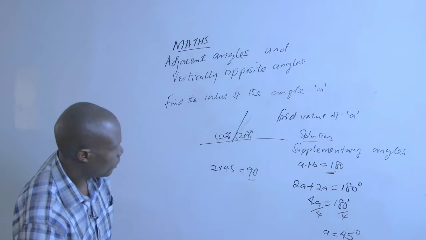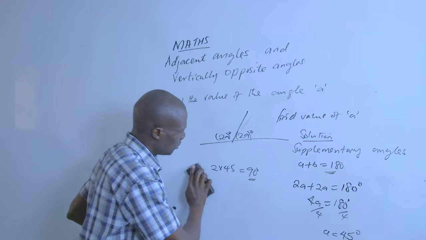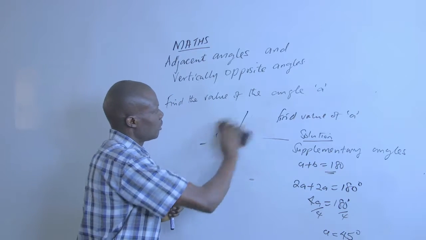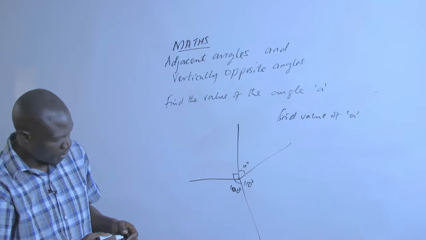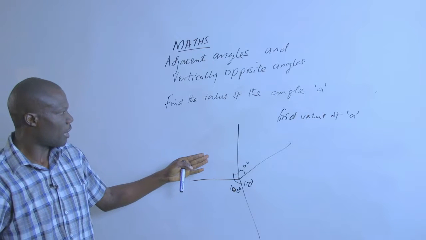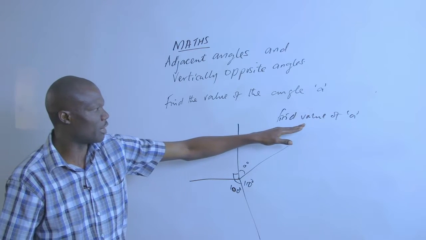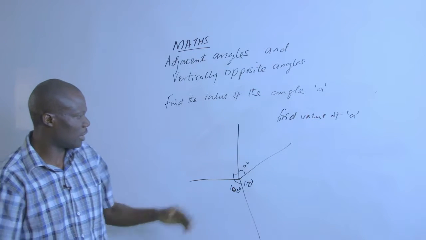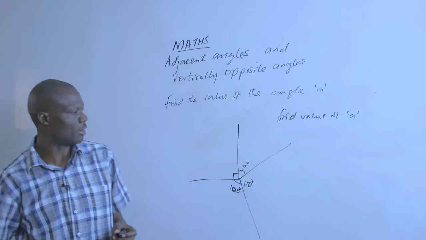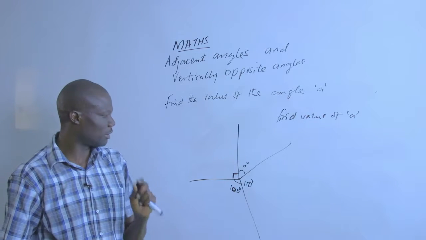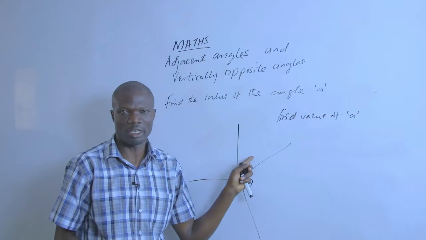Lastly, on the similar problem again, now this one is a little bit involving, but we are still going to find the value of A. In this case, we have one of the angles with the sign of a right angle, which means it is 90 degrees. This one is 100 degrees. This is 110 degrees. And this one is A.